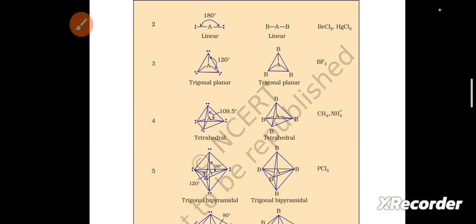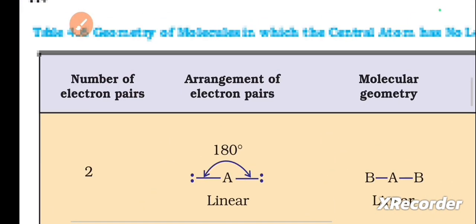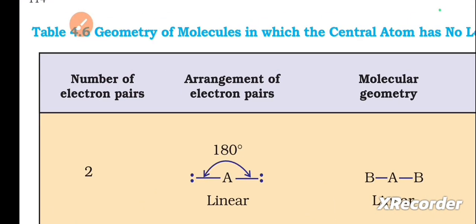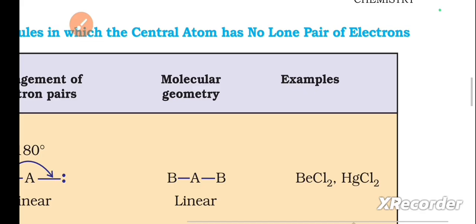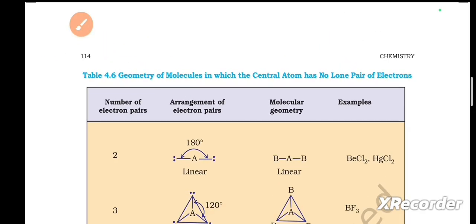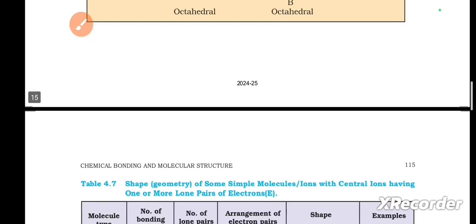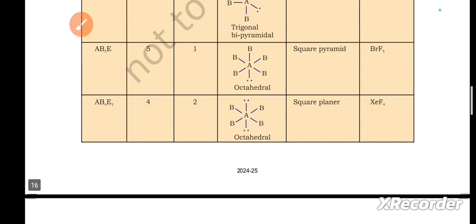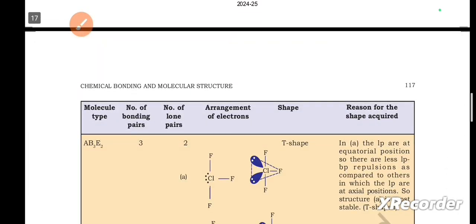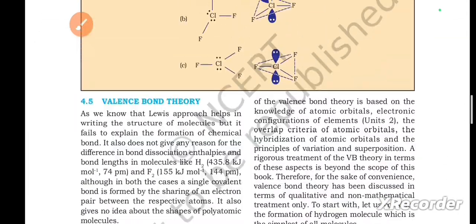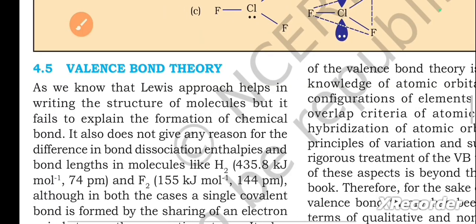So here is a table which shows the geometry of molecules in which the central atom has no lone pair of electrons. This table I will provide you, you can check it out. Okay, two tables were given. Okay, 3 pages, and okay, next, valency bond theory.